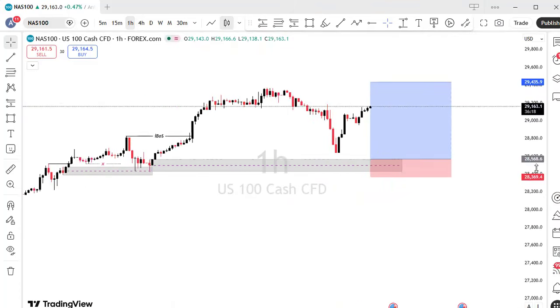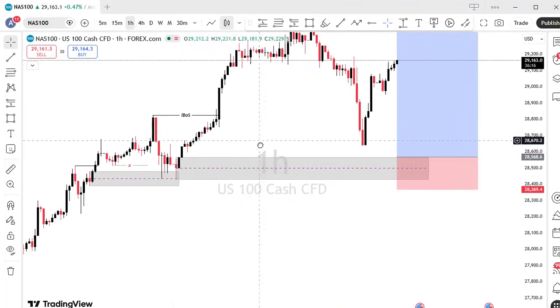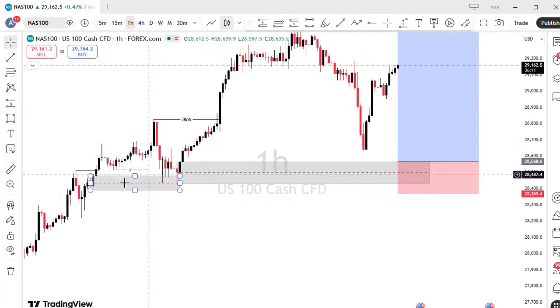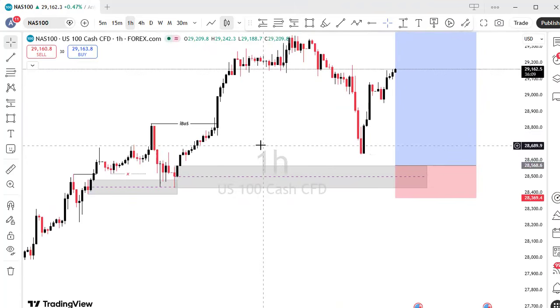My setup, I got it from the 1 hour time frame, because as always I need to see a low or a high that has swept liquidity before I mark a valid break of structure.